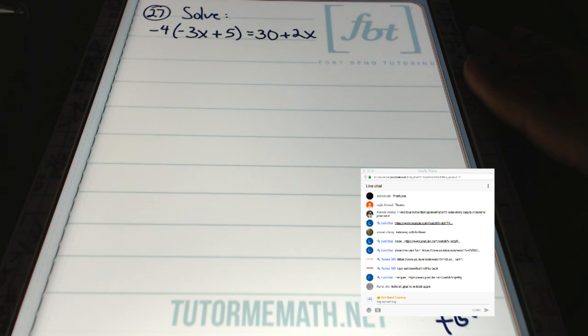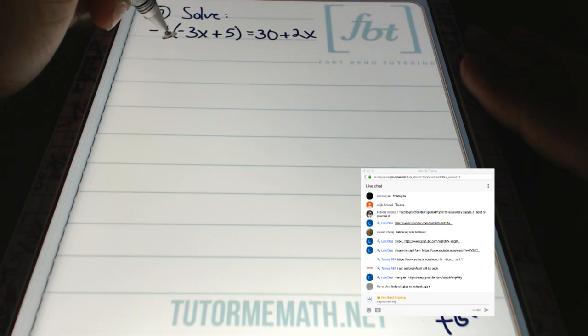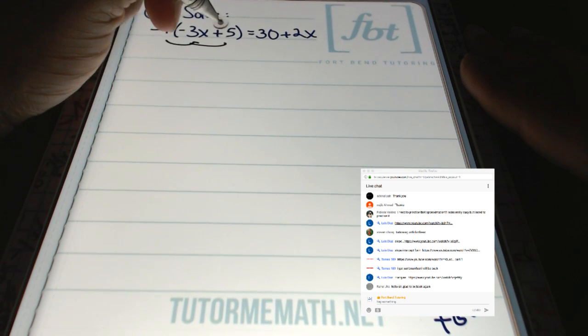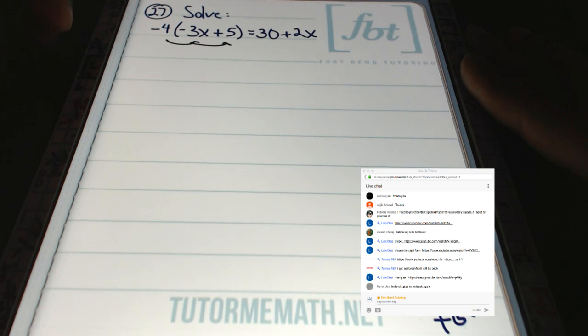With problem number 27, we have a linear equation that they're asking us to solve for the variable. That's right. So with this equation here, we have negative 4 times the quantity of negative 3x plus 5 equals 30 plus 2x. If you guys know me well, you should know I'm about to get my arrows popping. Let's go ahead and show that to the people. We have our arrows popping.